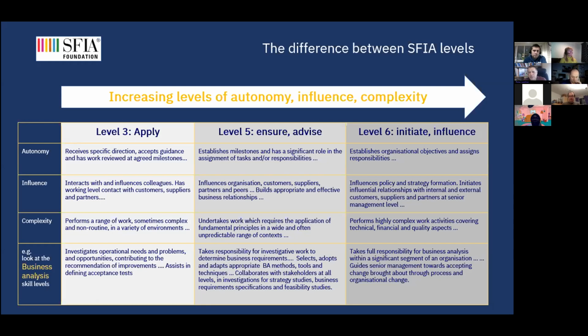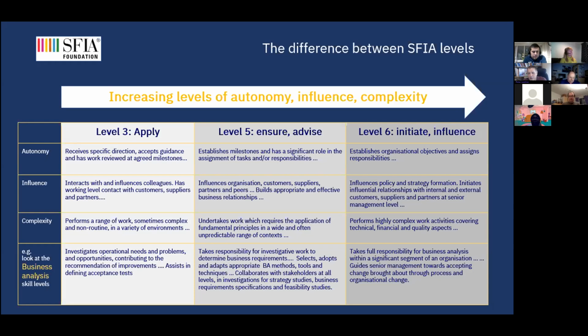So that incremental difference that you can see works across the influence one, the complexity, and the business skills, which I haven't fitted onto this slide. That then flows through into the skill descriptions. So if we look at business analysis, which is one of the core skills for BAs, not too surprising, we're able to see the difference in what we expect to see. And it's describing workplace experiences, workplace responsibilities. So level 3 business analysis skill talks about investigating operational needs and problems and opportunities, contributing to the recommendation of improvements, and assisting in defining acceptance tests.